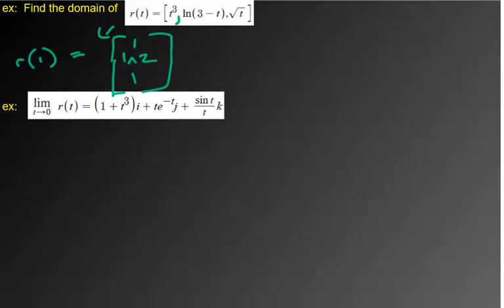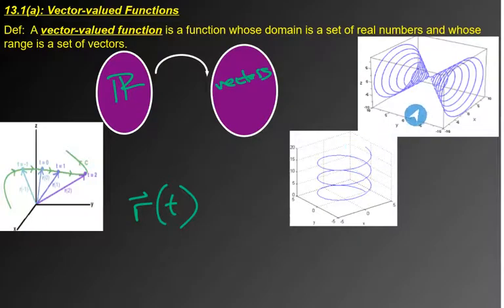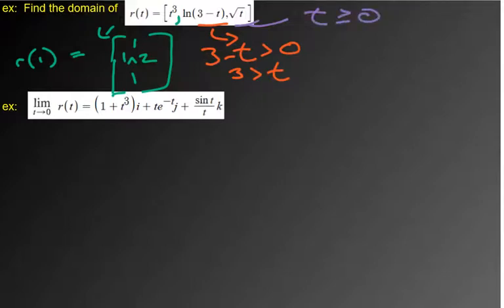So for domain, because curves like this are not defined everywhere, they have domains. On this one, you can plug anything you want into the first thing, right? You can take the cube of any value. But for this part, we want 3 minus t to be greater than 0, because that's where the log is well defined. So we would get t is less than 3 for that. And then for the square root, we want t to be greater than or equal to 0, because we're talking about real numbers here.